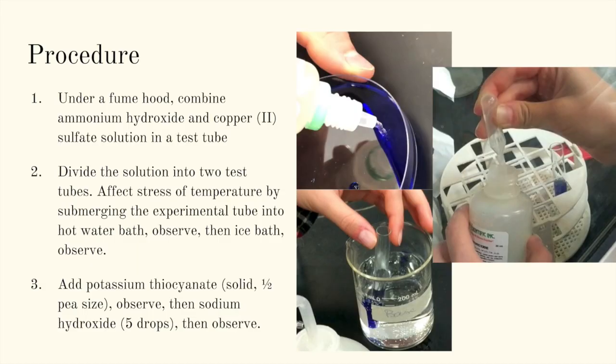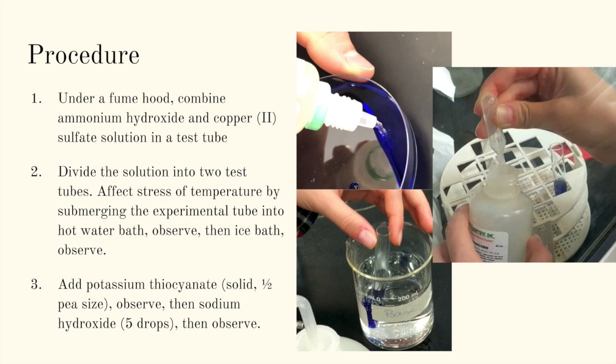Our procedure for Part B was necessary to do under a fume hood for the first part because the ammonium hydroxide is so highly concentrated. So we added ammonium hydroxide to the copper 2 sulfate solution in a test tube, which is viewable on the rightmost picture. Then we divided the solution into 2 test tubes in order for one to be the experimental and one to be the control. We affected stress on the experimental test tube and then compared it back to the control.